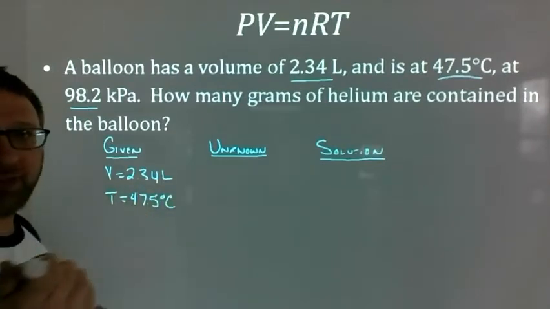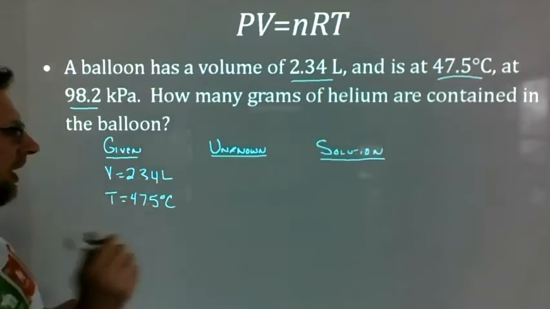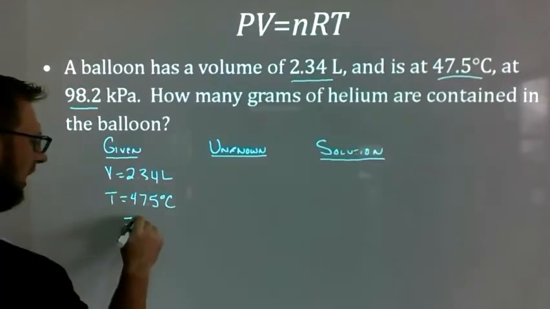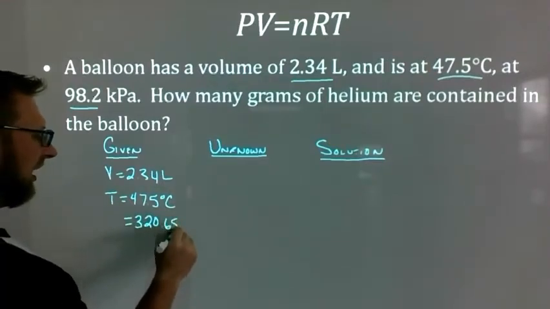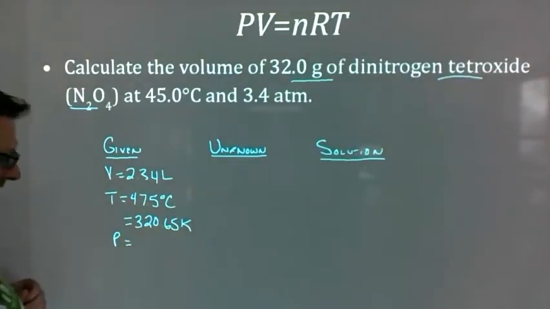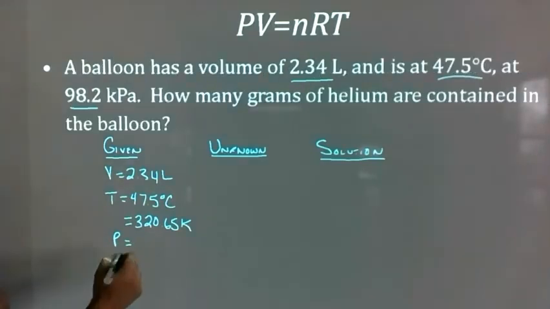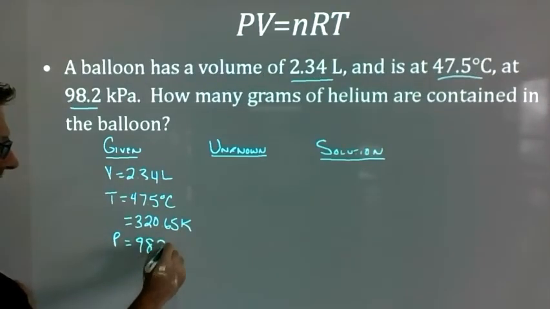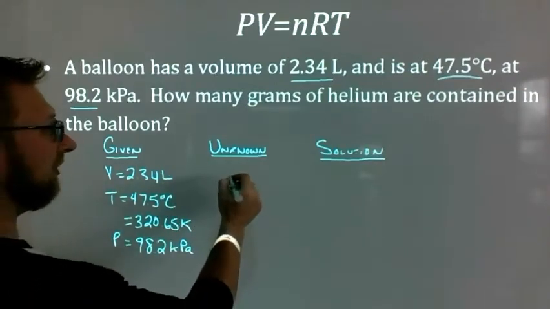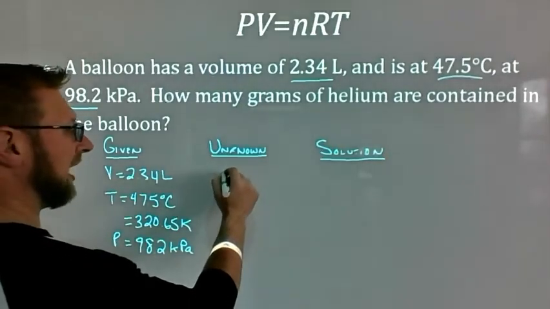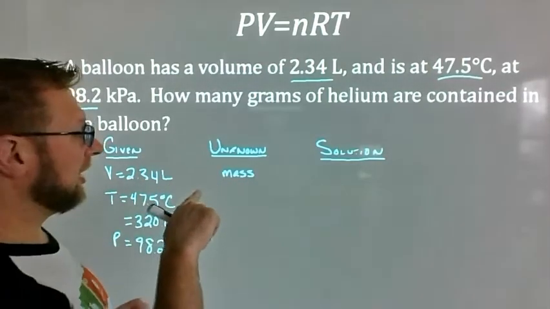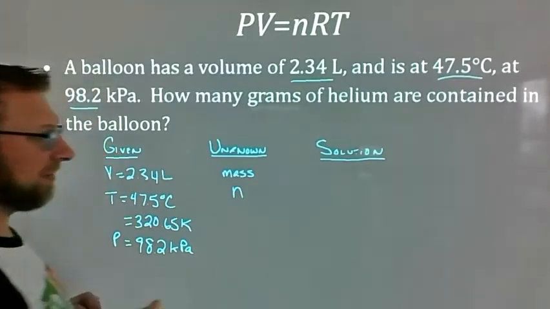degrees Celsius. You should have some alarms going off right now that we need to convert that into Kelvin right away. And that turns out to be 320.65 Kelvin. Our pressure, P, equals 98.2 kPa. It's asking us how many grams of helium are contained. So we need mass of helium. Probably recognize that in order to get to mass, we're going to need to calculate moles first. So that'll be our first step.